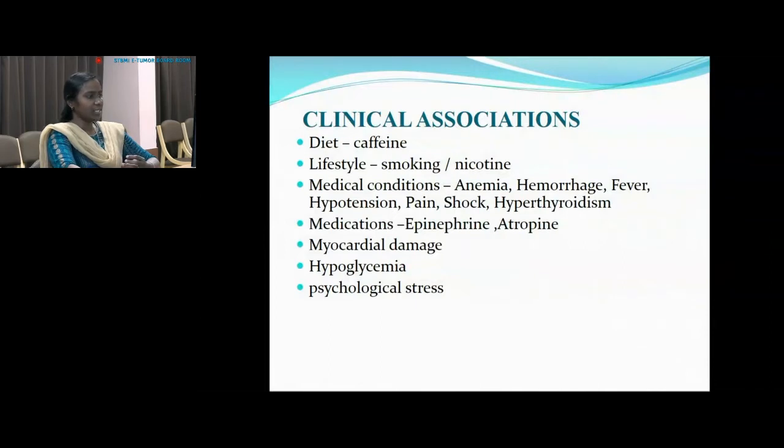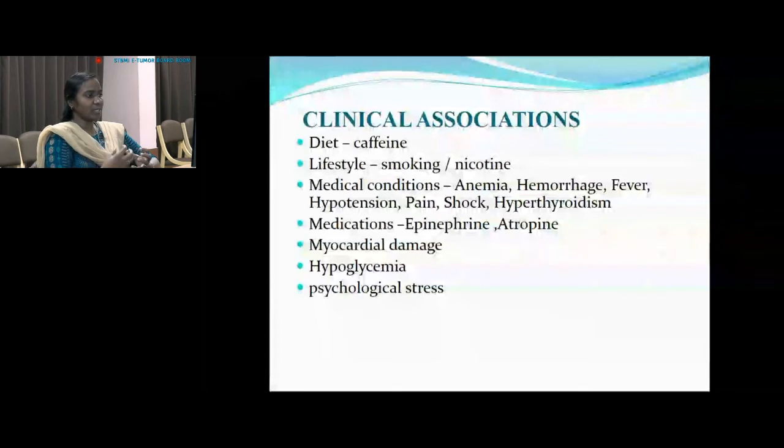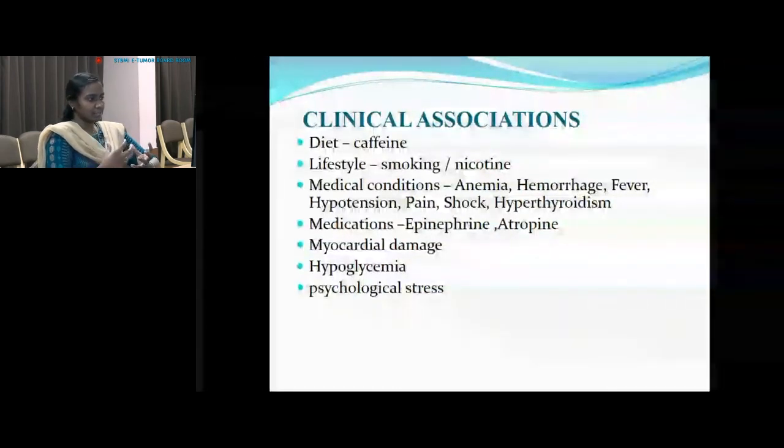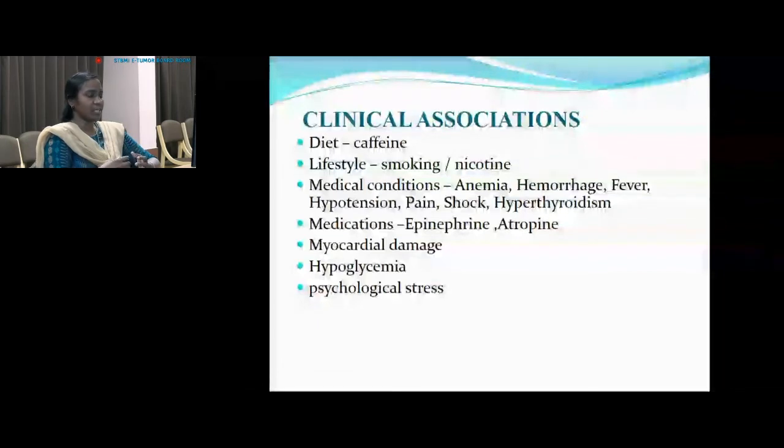So all these medical conditions will lead to increased heart rate, because in anemia, hemorrhage and so on, the oxygen carrying capacity or the blood supply to the heart will decrease. So the oxygen demand of the body is not fulfilled by the oxygen availability in the body. So the heart will pump very fast in order to compensate and meet the oxygen demand of the body. So the heart rate will increase.